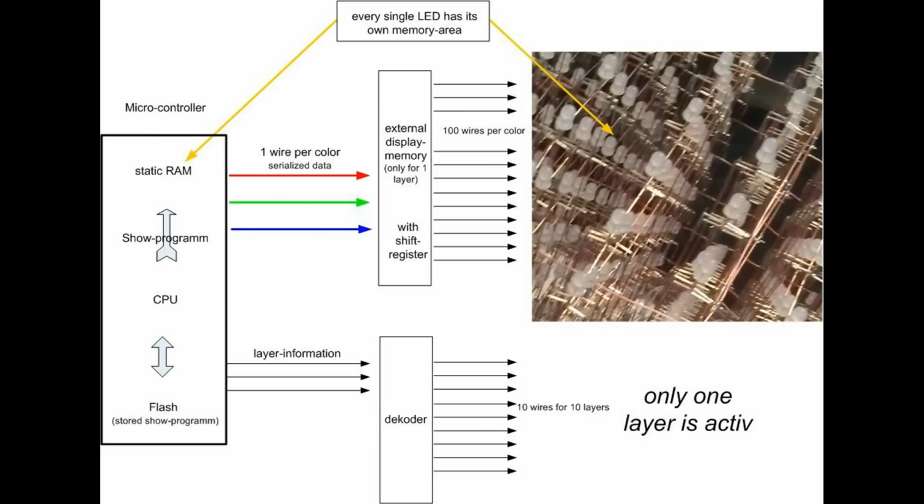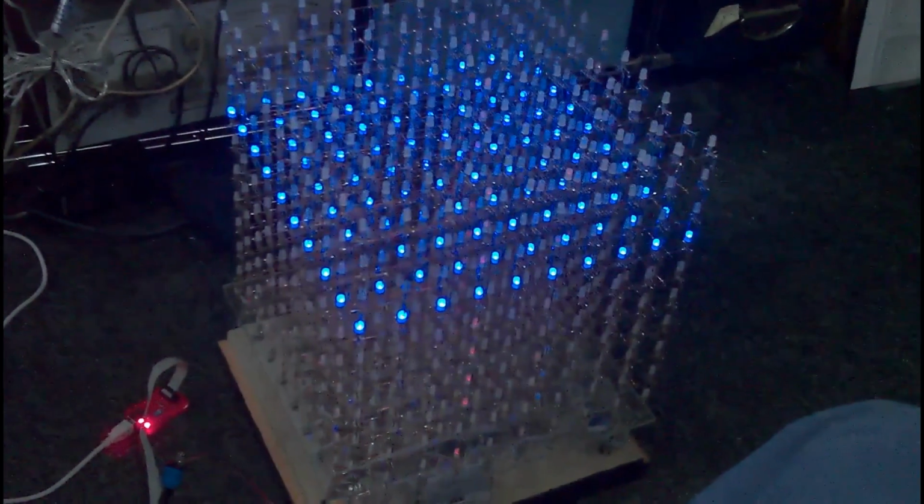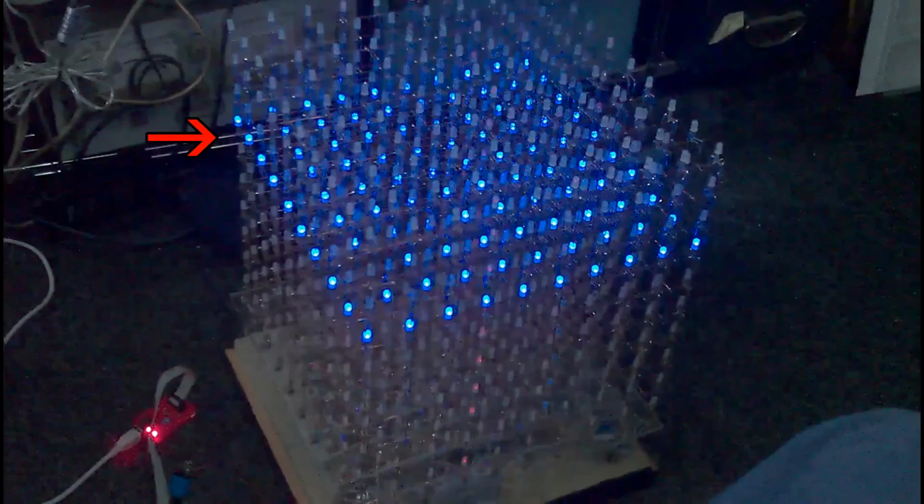But these LEDs need an external display memory. It's impossible to connect 3000 LEDs with a physical memory. The display memory consists of 100 memory locations per color, always responsible for one layer. In reality, or better said at the time, there is only one active layer. That means the display memory is filled with the right information, and only this layer has the electrical power for shining for a certain time.